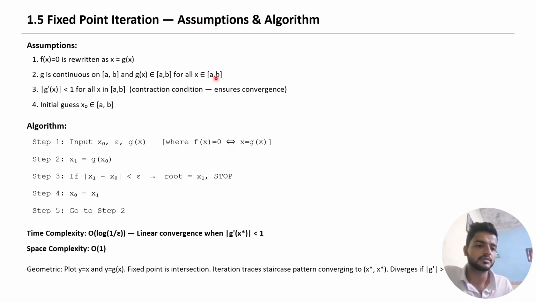Fixed point iteration. Algorithm is this. We'll take input x0, e and g(x), where x equals g(x), and x1 equals g(x0). If |x1 − x0| is less than e, we'll make root equal to x1, then stop the algorithm. Otherwise we'll make x0 equal to x1, then again go to step 2 and repeat. Time complexity is log of 1/e.